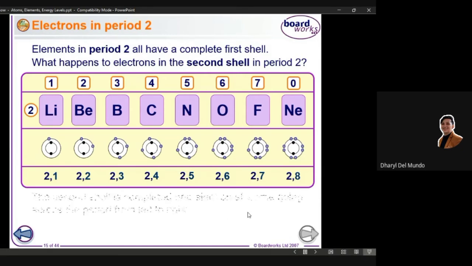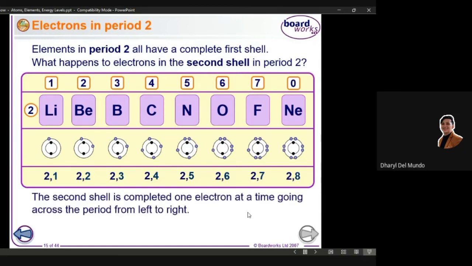Am I clear? So the second shell is completed one electron at a time going across the period from left to right. So when you put electrons from one atom to another, it changes its element name. All right? So from lithium to beryllium to boron to carbon to nitrogen, oxygen, fluorine, and of course the last one is neon. And what is special about the outer shell of neon? It is very special because it's already full.